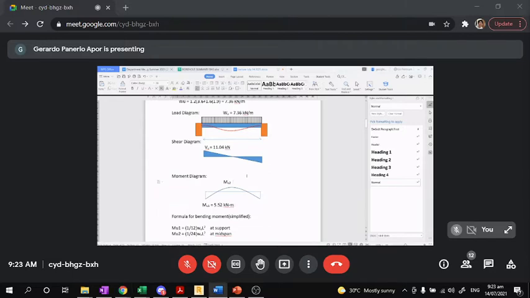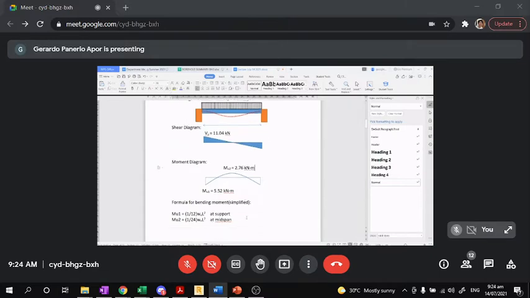How about at the midspan? At the midspan, it's always like this. So divided by 2 again, divided by 2 again, divided by 2. 2.76 kilonewton meter. Okay?